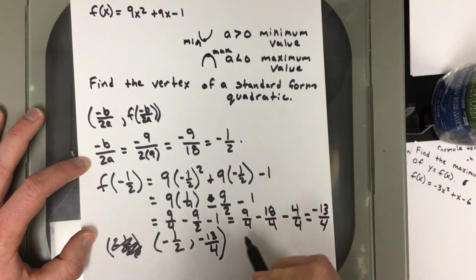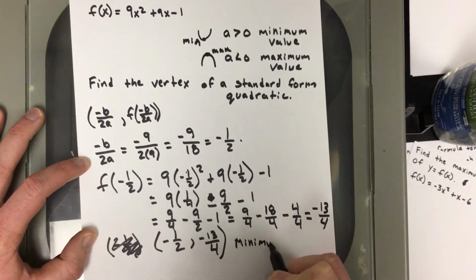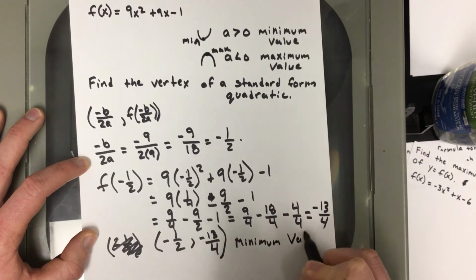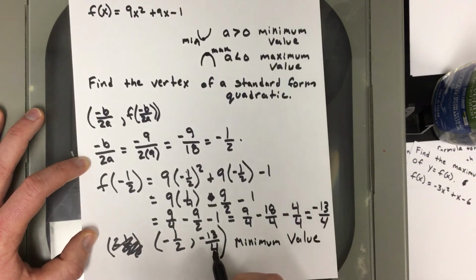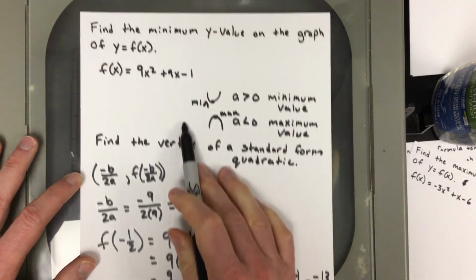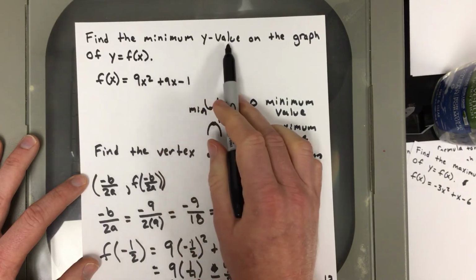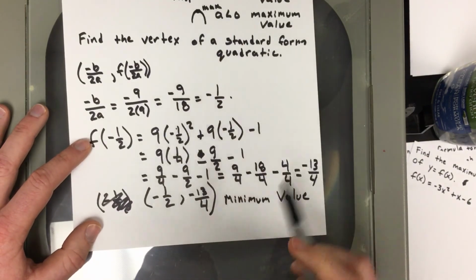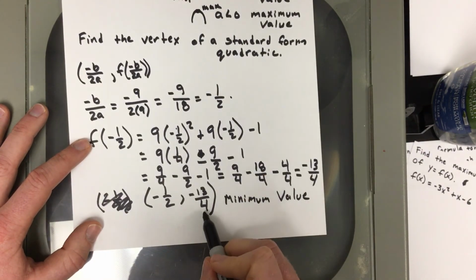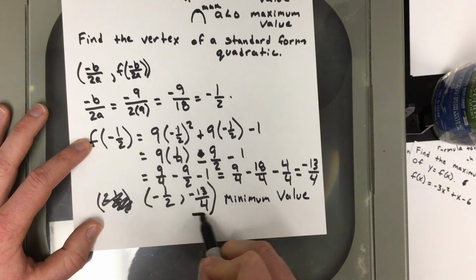And this is the minimum value. So my minimum value, and remember, if you look at the very beginning, it says find the minimum y value. So the minimum y value would be this right here, which is negative 13 over 4.